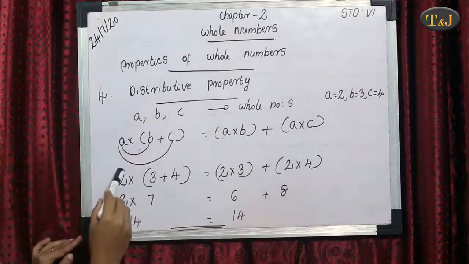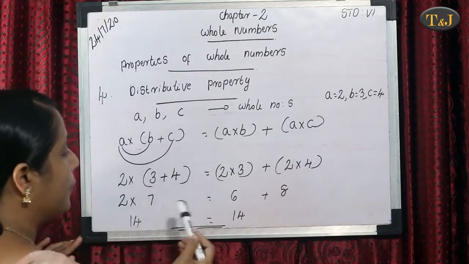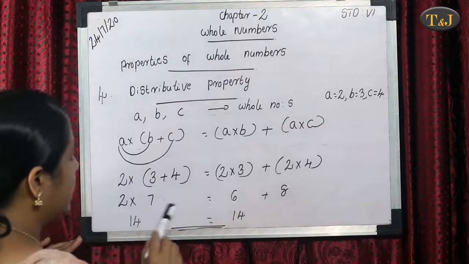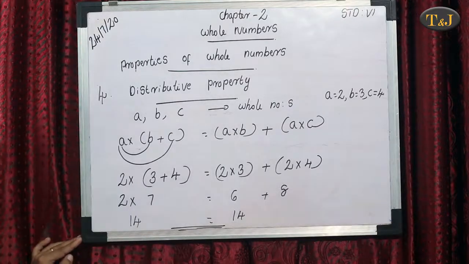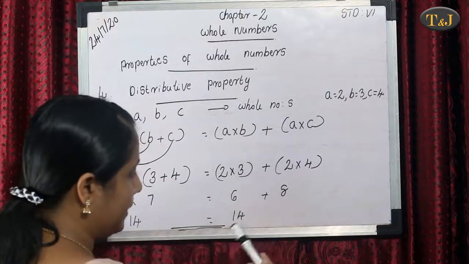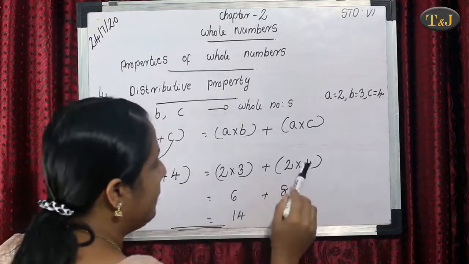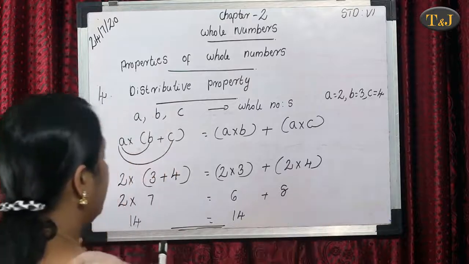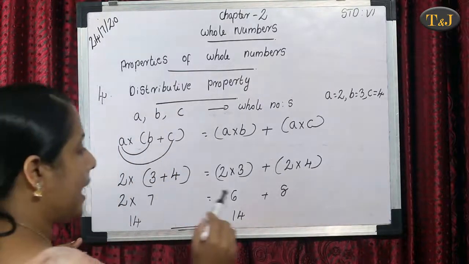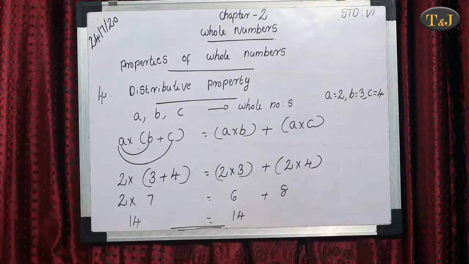Here we have to take 2 as a single number, then write 2 here. Then 3 plus 4 we have to take together. 3 plus 4 equals 7. Then in this place, that means the LHS place, we got the answer as 2 multiply 7, and our RHS place we get the number as 6 plus 8, that is 2 multiply 3 as 6 and 2 multiply 4 as 8. Then 2 multiply 7 as 14 and 6 plus 8 is also 14. Therefore, LHS equals RHS.